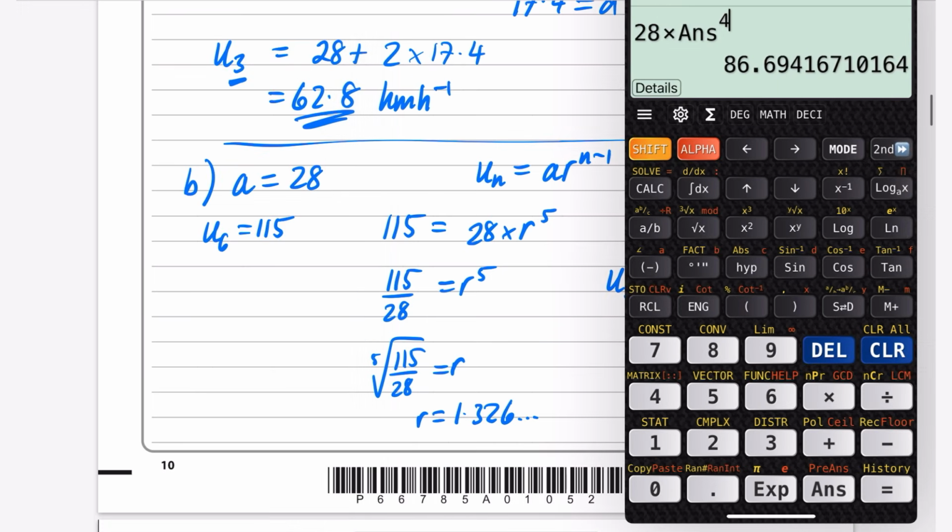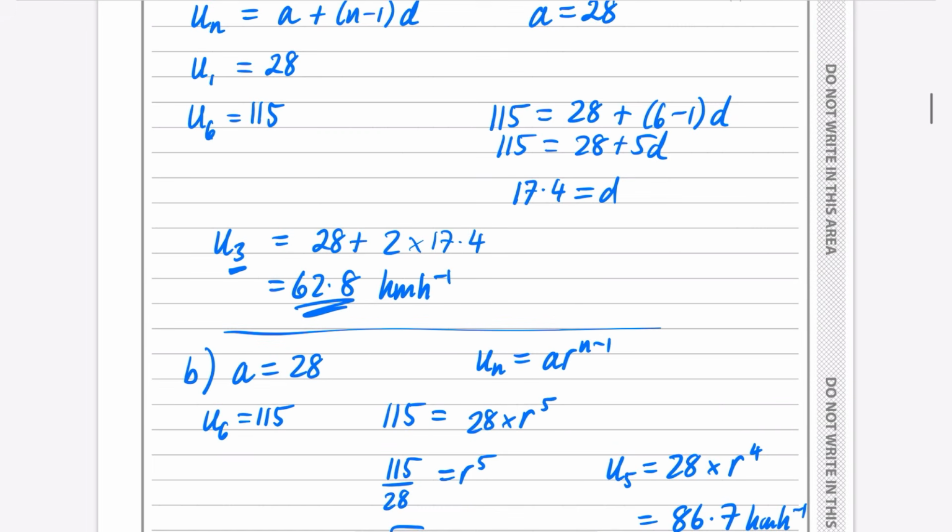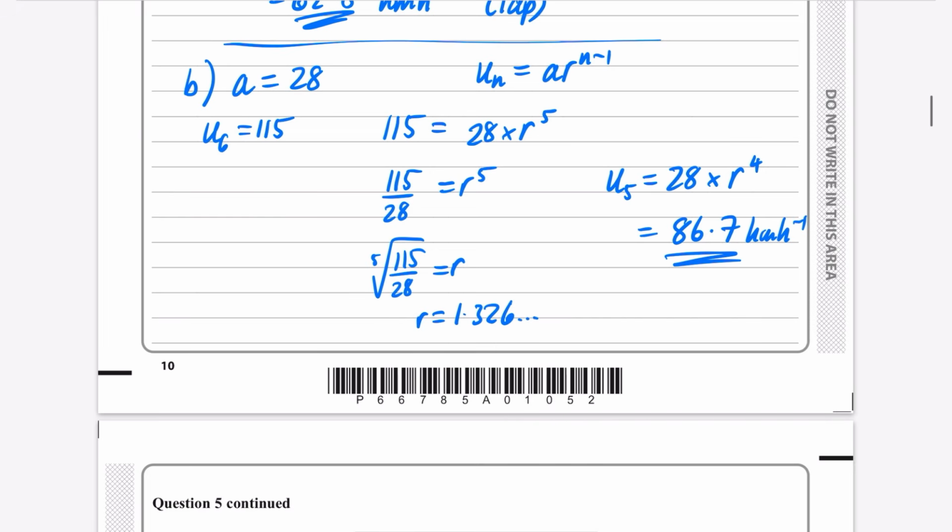I think it wanted it to one decimal place. If it didn't say, I think one decimal place seems reasonable, so I'm just going to say after here, this is one decimal place, and this is also one decimal place.